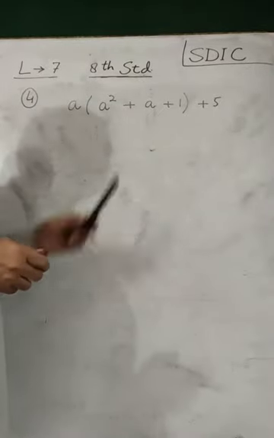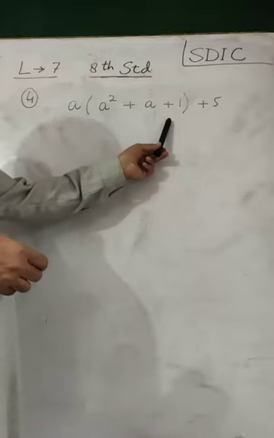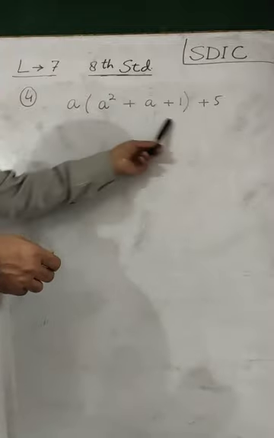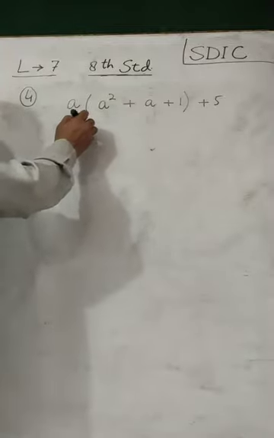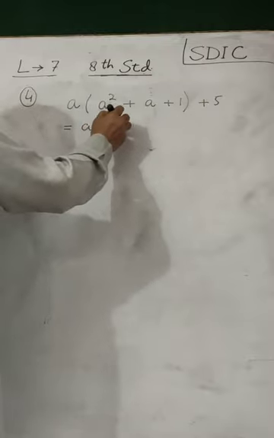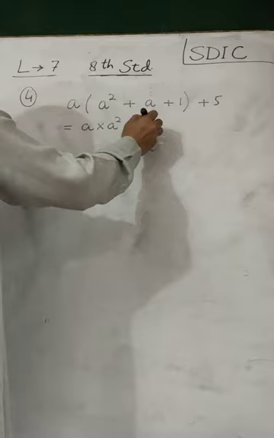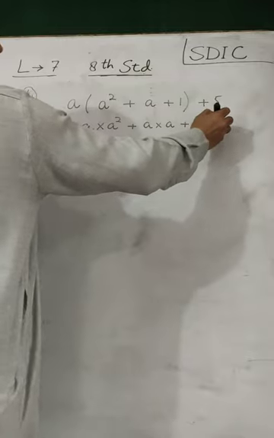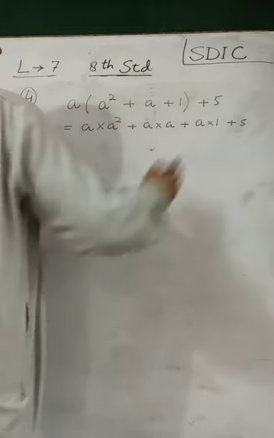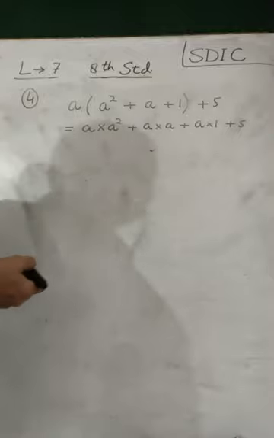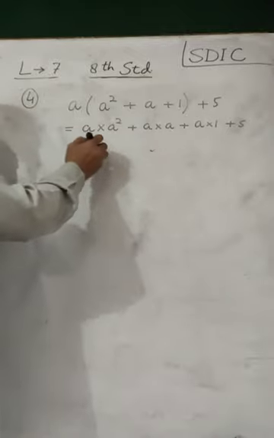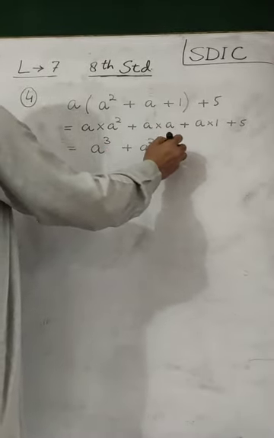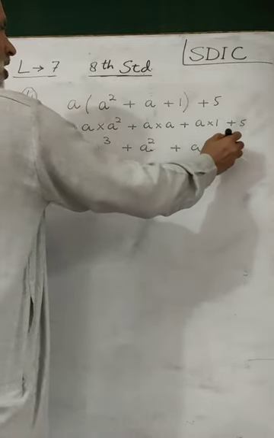We have to simplify this. First we have to multiply the monomial and the trinomial, then 5 also has to be added to that. Let us use the distributive law to multiply these. We'll get a multiplied by a square, then plus sign, a multiplied by a, again plus sign, a multiplied by 1. Finally that plus 5 will remain as it is, because that is outside the bracket. Performing multiplication, using the law, it will be a cube plus a square plus a plus 5.